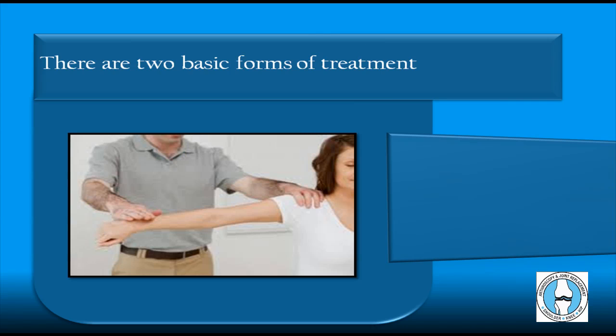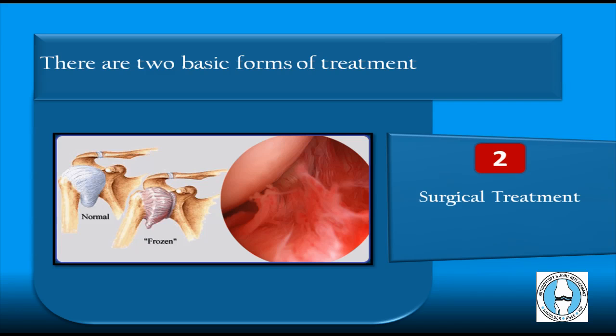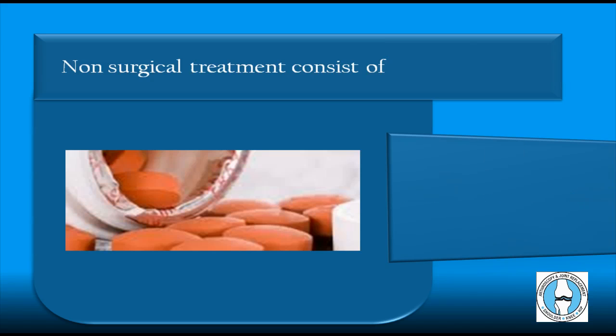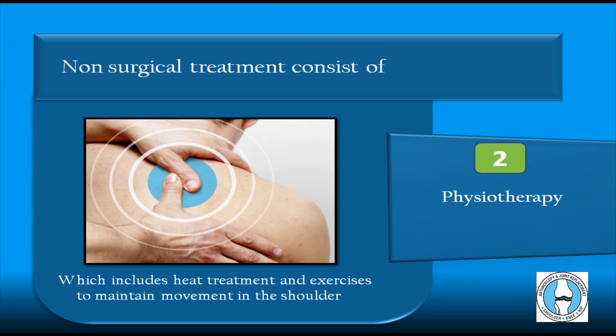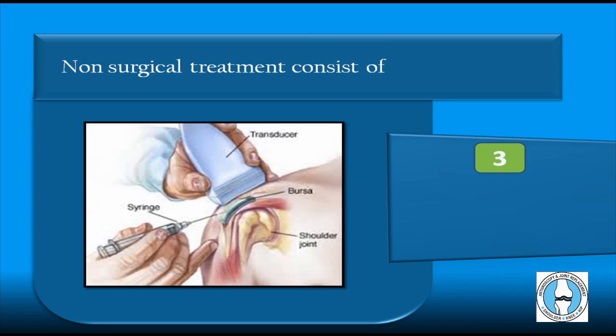There are 2 basic forms of treatment. Non-surgical treatment. Surgical treatment. Non-surgical treatment consists of anti-inflammatory drugs to reduce the pain and inflammation. Physiotherapy, which includes heat treatment and exercises to maintain movement in the shoulder. Steroid injections in the shoulder to reduce inflammation.